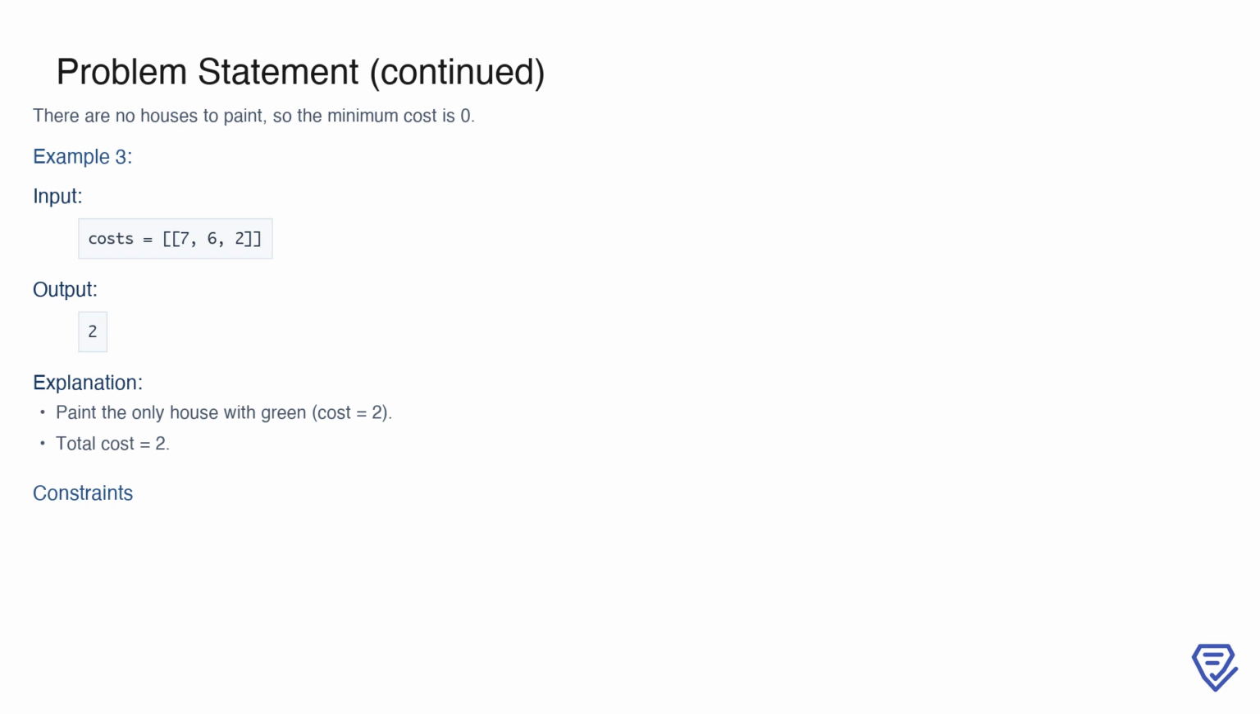Now, consider another example where the input costs matrix is empty, meaning there are no houses to paint. In this case, there is no cost incurred, so the output is 0. Finally, if we look at an example where there is only one house, such as costs equals [[7, 6, 2]], the optimal solution is to paint the house green since it has the lowest cost of 2. Therefore, the output in this case is 2. These examples illustrate how the problem handles different scenarios, from no houses to a single house and beyond.